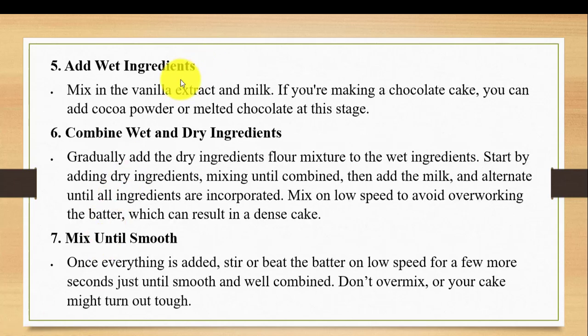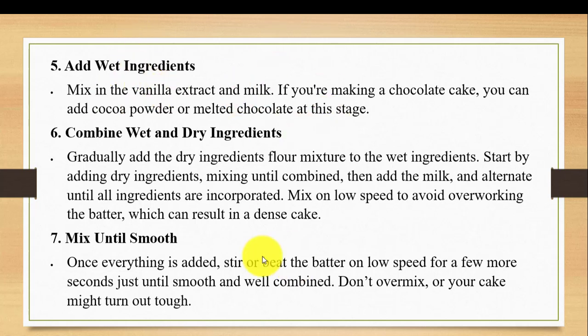Another step: add the wet ingredients. Mix in the vanilla and extract and milk. That is just the flavor of your cake. Sometimes when you eat a cake, you taste the flavor. This is an important issue in your cake. If you are making a chocolate cake, you can add cocoa powder or melted chocolate at this stage. So here is the flavor. Whichever flavor you want, you can add in this step.